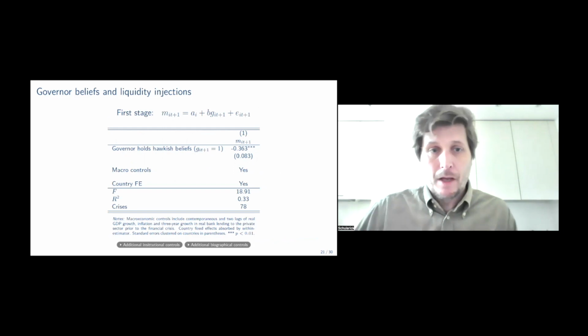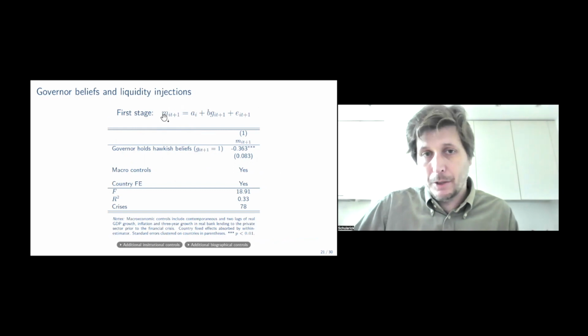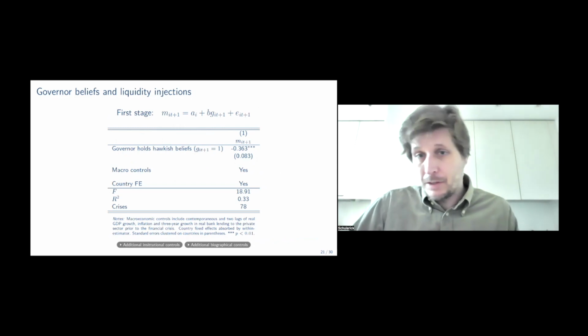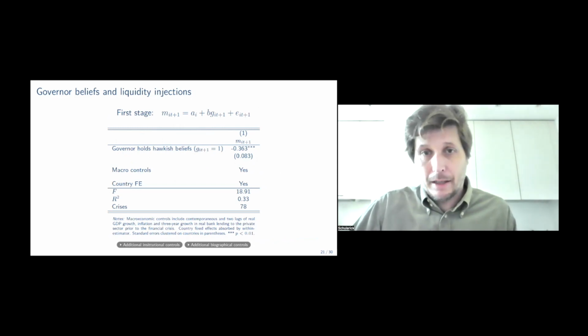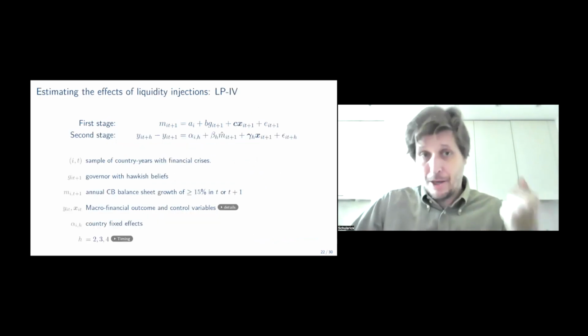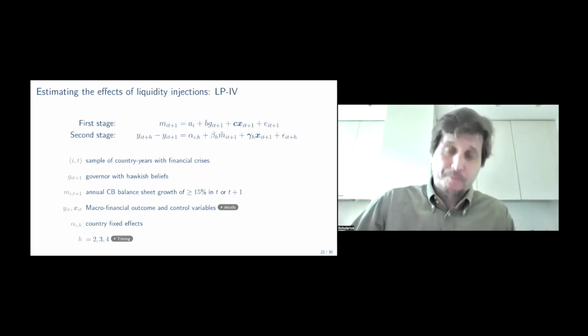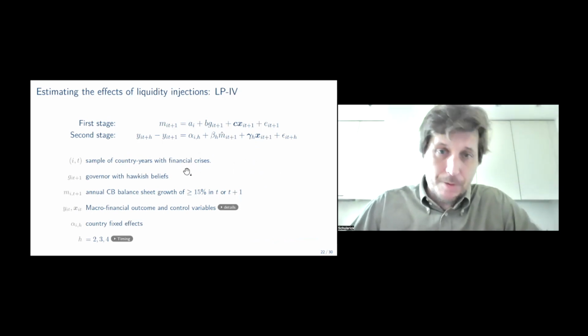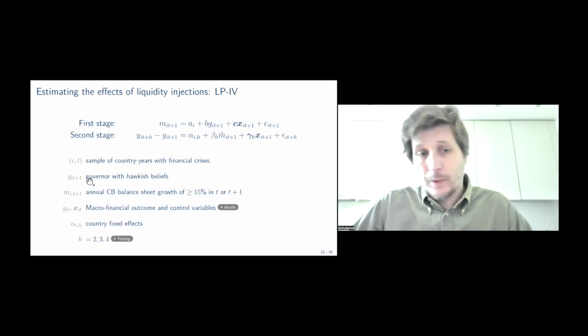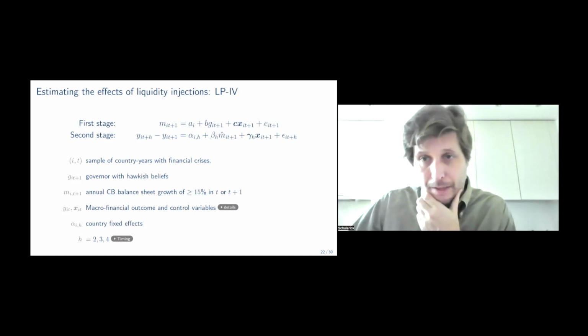This is the first stage. So probability of intervening, of giving liquidity support to the financial sector, depending on whether the governor holds hawkish beliefs, and you see here, hawks are 36% less likely to do that. That's our first stage. We're going to use that in the second stage. I'm going to estimate the effects of these balance sheet interventions using that first stage variation from the pre-existing beliefs. Then in the second stage, we look at economic outcomes and financial outcomes, instrument the balance sheet expansion with the beliefs, and we're going to control for all kinds of things, country fixed effects, etc.